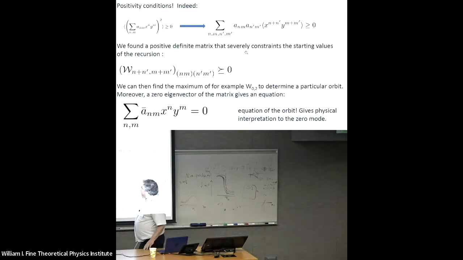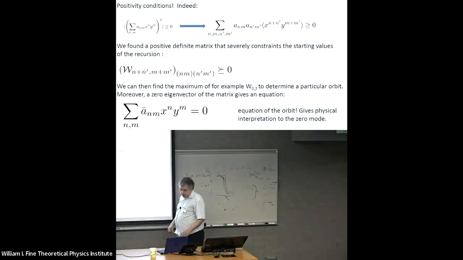And once again, we can do something very simple. We can take a linear combination with arbitrary coefficients of x to the n, y to the m, all squared. That should be positive if I average over a periodic orbit. But then this thing is by definition W of n plus n prime, m plus m prime, and this is positive for any coefficients a_nm. So if I consider these composite indices (n, m) and (n prime, m prime), then this matrix should be positive semi-definite.